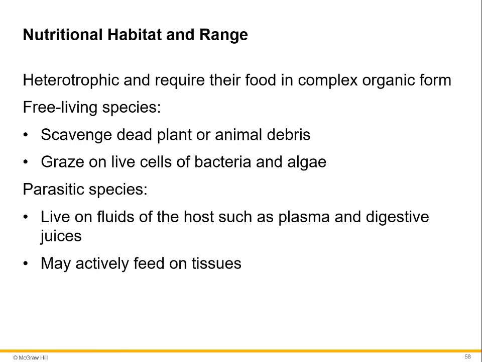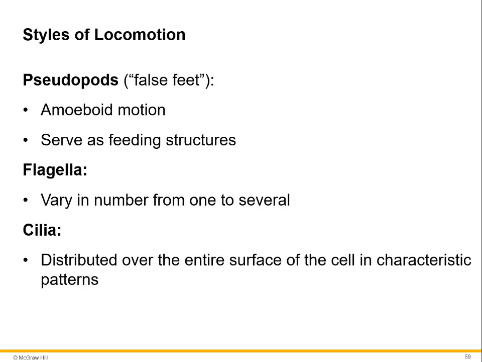Regarding their nutritional habitat and range, they are heterotrophs because they don't have chloroplasts, they don't do photosynthesis. They are other feeders. They require food in complex organic form. They're free-living and parasitic. The free-living species scavenge dead animals and plants, and they graze off of live cells of bacteria and algae. The parasitic species live on fluids of the host, such as plasma and digestive juices. Many actively feed on tissues. There are some nasty little parasitic ones in this group, and they're the most interesting to us.